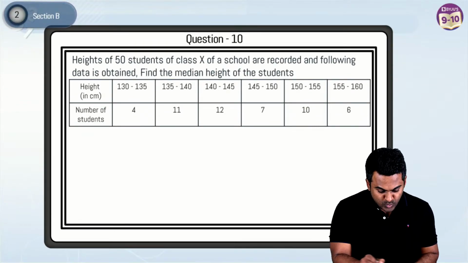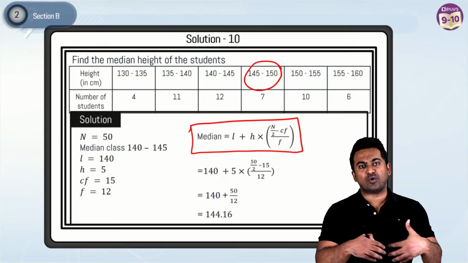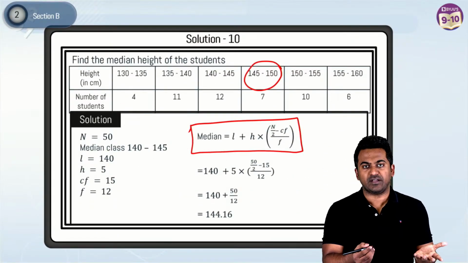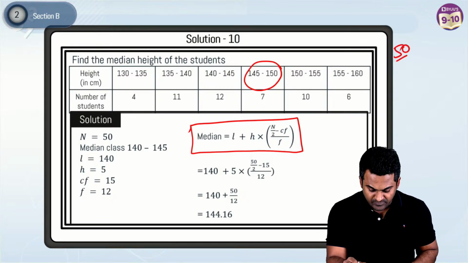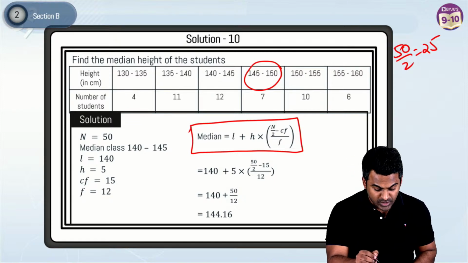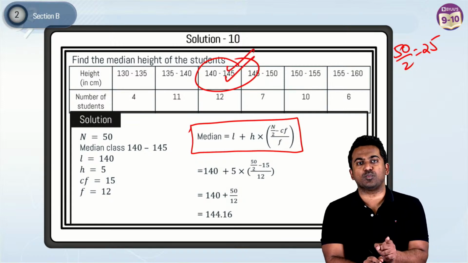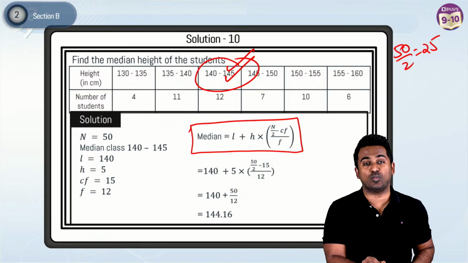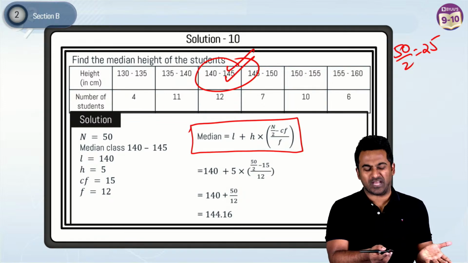Because heights of 50 students are recorded, all right? So when you figure out the middle part of 50, which is 50 divided by 2, it is going to be the 25th observation, right? 50 divided by 2 is 25. So the 25th observation is going to lie in 140 to 145. So this is where the 25th observation is going to be, and that's the reason why we've selected this as the median class. And then you know how to figure out the data here.